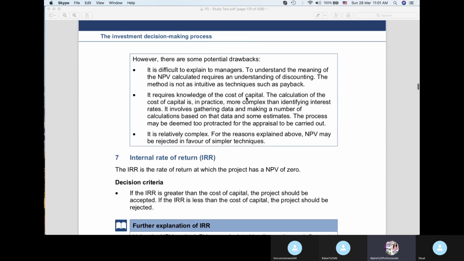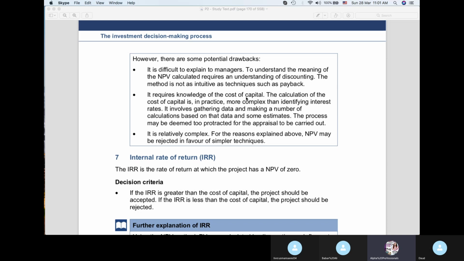However, there are some potential drawbacks. It is difficult to explain to managers the meaning of the NPV. Although it has been written here, most of the time the investors, even if they are not so educated, would understand what NPV actually means, or you could explain it to them. It requires knowledge of the cost of capital. What discount rate you would be using for the project is a tricky matter, because it would be subjective.